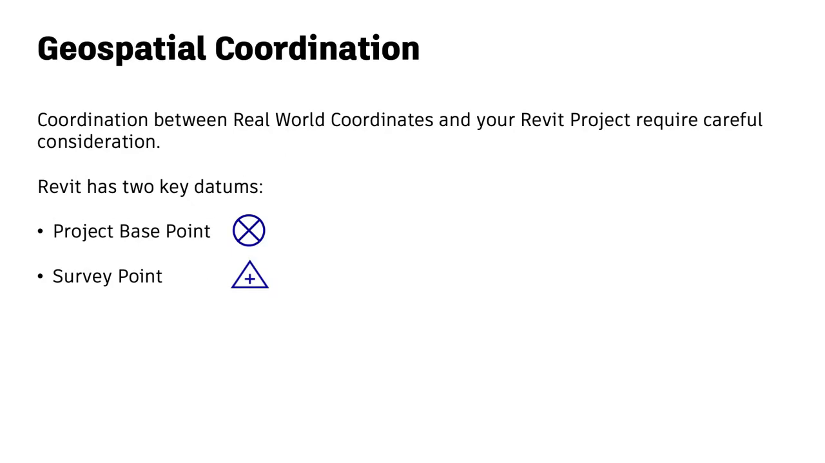Coordination between real-world coordinates and your Revit projects requires special attention. Getting this information wrong can be very costly and lengthen the project delivery times. In order to fully understand this subject, you must first understand each datum in Revit and its purpose.